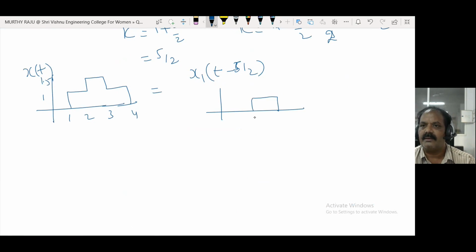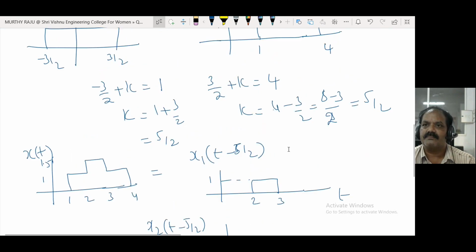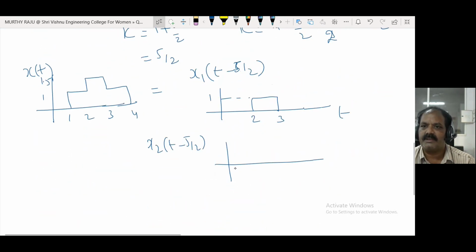Here 2 comma 3. Here 1. And x2 of t minus pi by 2 is 1 comma 4. Here 1. 1, 2, 3 and 4. Here 1.